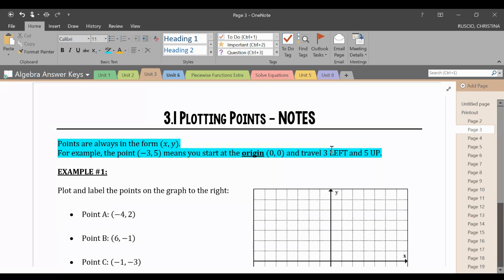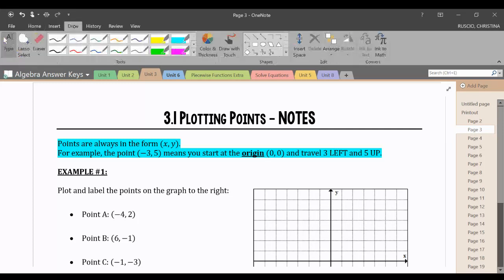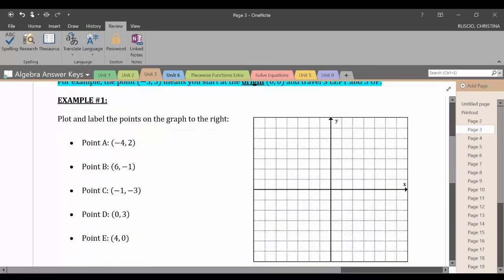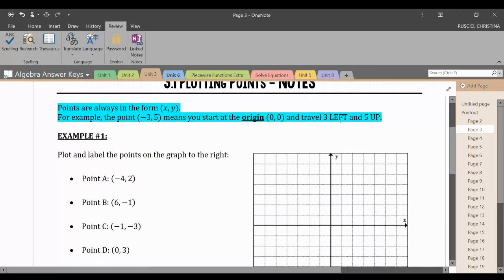Okay, so points. Points are always going to be in the form x comma y. Sometimes people get that confused because slope is y over x, but remember that when we plot a point, you crawl before you walk, so you go left and right before you go up and down. So the point -3, 5 means you start at the origin, so we always start at the center of our graph, and we're going to travel left 3 and 5 up because the 3 was negative.